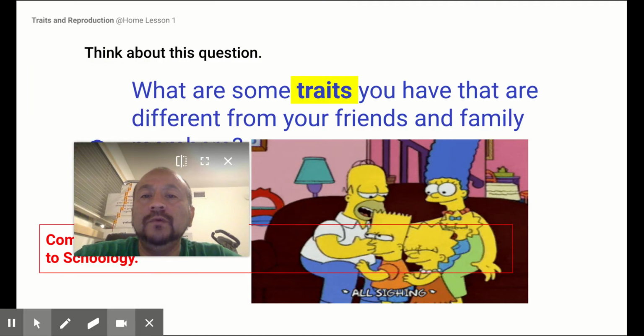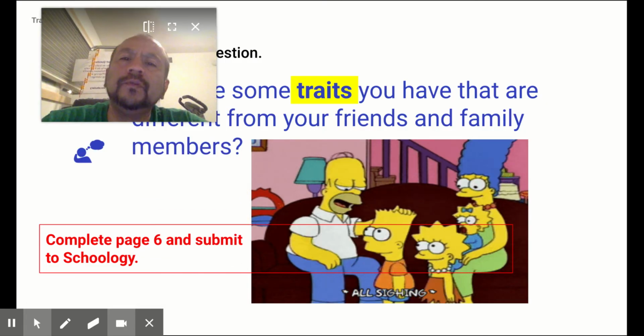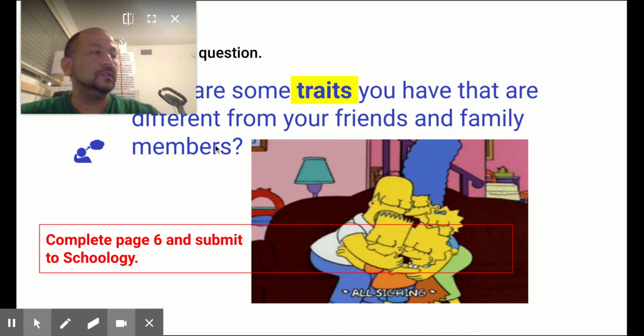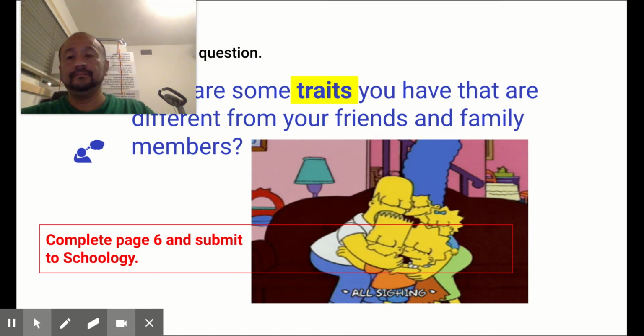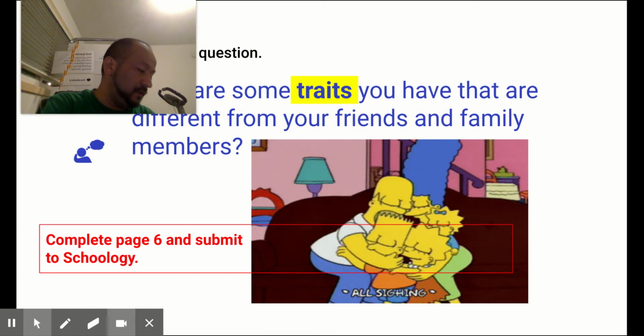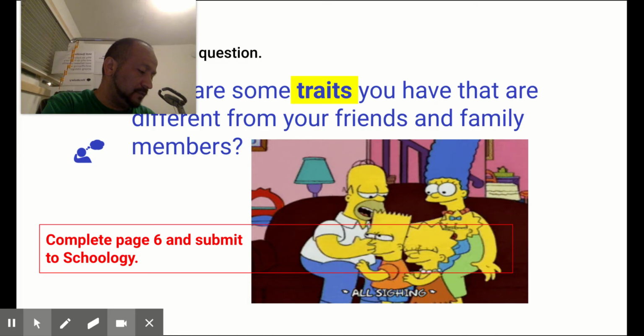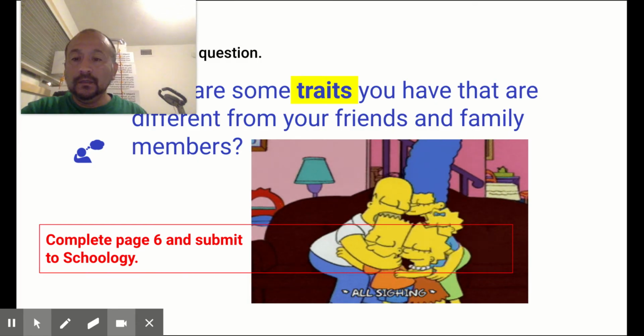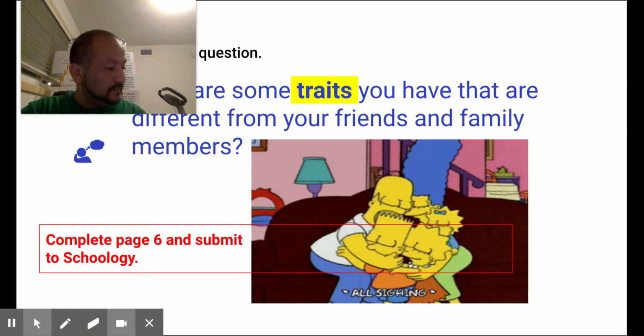What are some traits you have that are different from your friends and family members? So we're going to turn to page 6. There it is in red, our first page. We're going to turn to page 6, and we're going to find a warm-up.